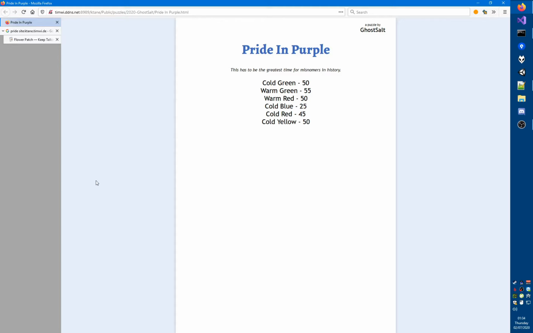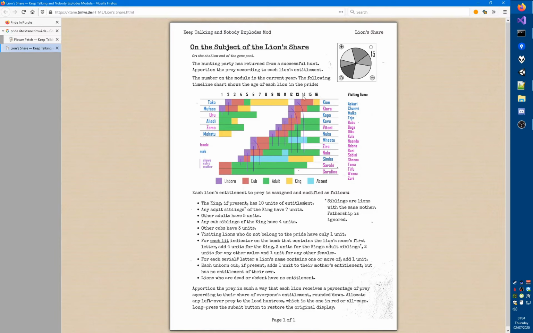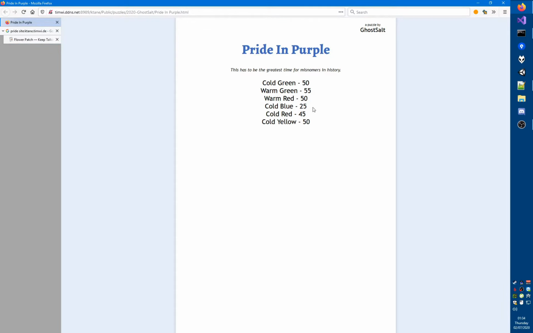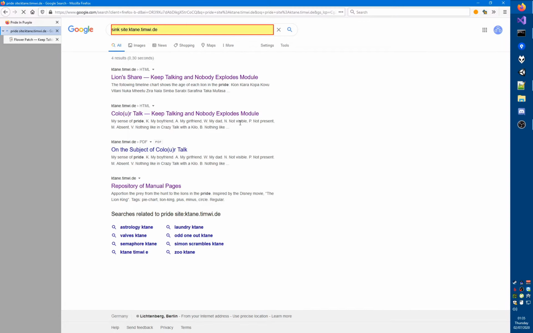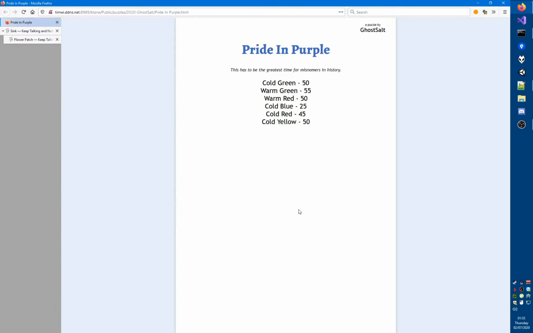Greatest time for misnomers. You see, if these numbers were in the range 1 to 15, then Lion's Share, 1 to 16, because there are 16 years in Lion's Share. But I don't know what to do with these specific numbers. Cold and warm. Could it be referring to the sink, which has cold and hot? Yeah, but it doesn't actually deal with these specific colors. Green, red, blue, and yellow.